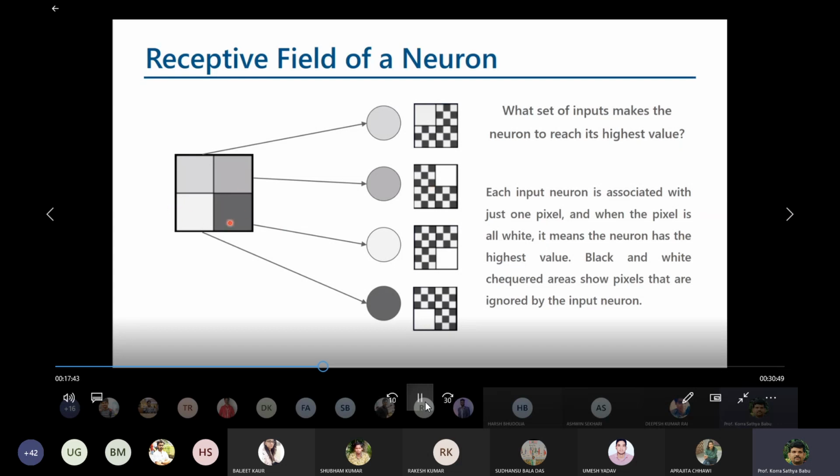Based on these values, we have to predict whichever has the highest, and that particular node only will be predicted. Each input neuron is associated with just one pixel, and when the pixel is all white, it means the neuron has the highest value. The black and white checkered areas show pixels that are ignored by the input neuron. For the input neuron, this is ignored.